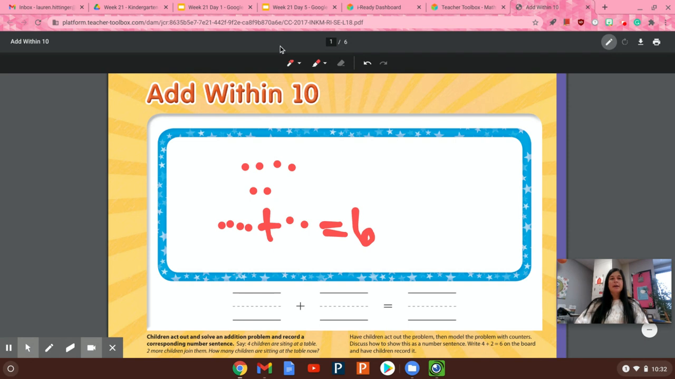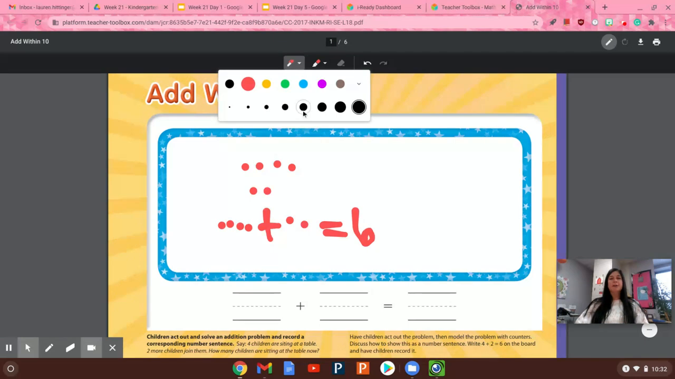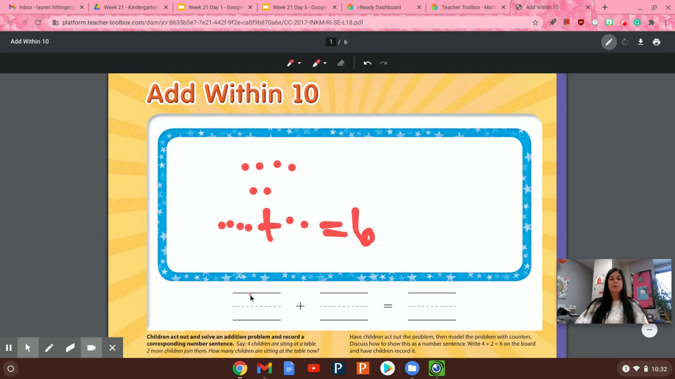All right, awesome job. And then be sure you come down here and fill in your addition problem. Your number sentence is just as important. So 4 children plus 2 more children equals 6 children all together. Your page should look something like this. Like I said, you can do it the same. You can do it different, whatever you need to do, okay?